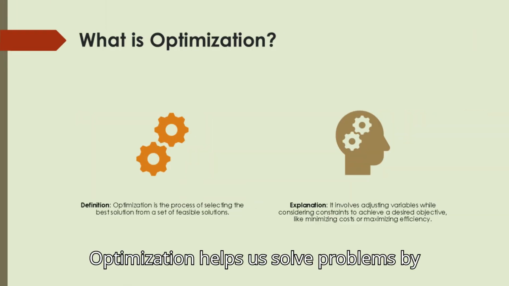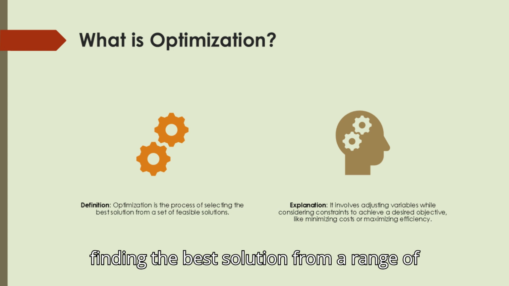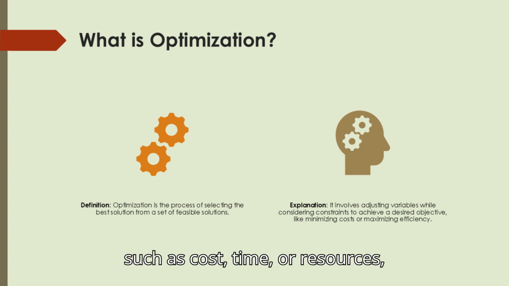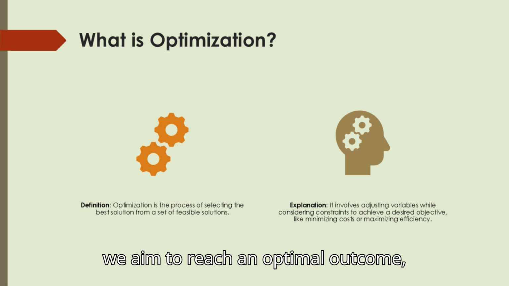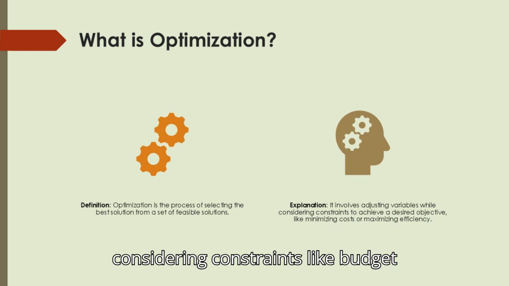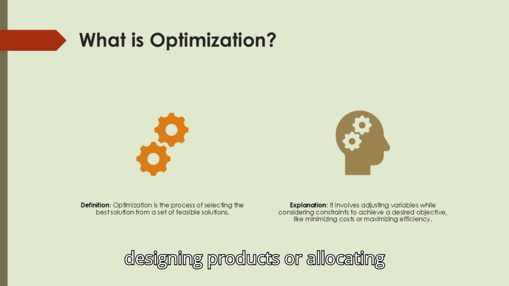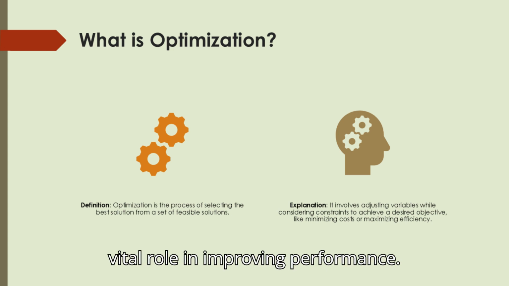Optimization helps us solve problems by finding the best solution from a range of possibilities. By adjusting variables such as cost, time, or resources, we aim to reach an optimal outcome, considering constraints like budget limits or time frames. Whether you're designing products or allocating resources, optimization plays a vital role in improving performance.